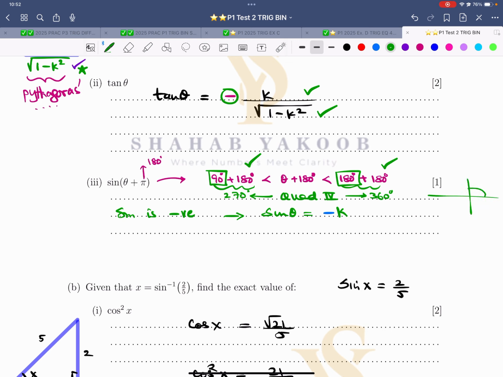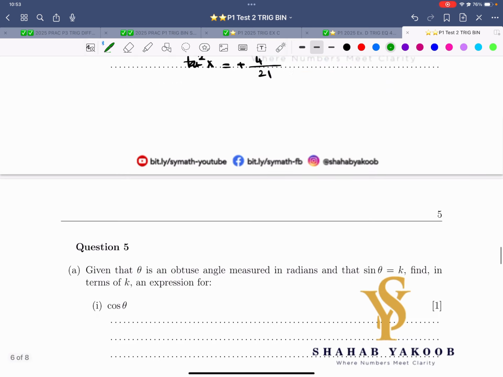The first quadrant 0 to 90, 90 to 180, 180 to 270, 270 to 360. In the fourth quadrant, theta will have the same basic angle, but sine will be negative. That's one way of doing it.